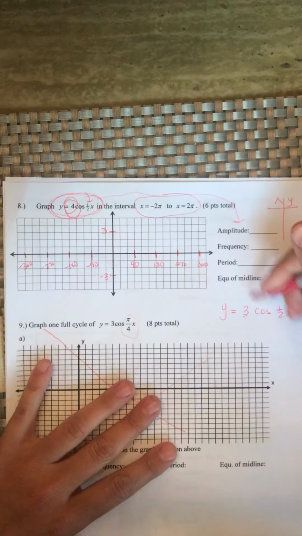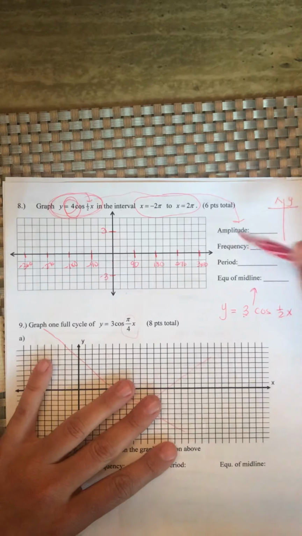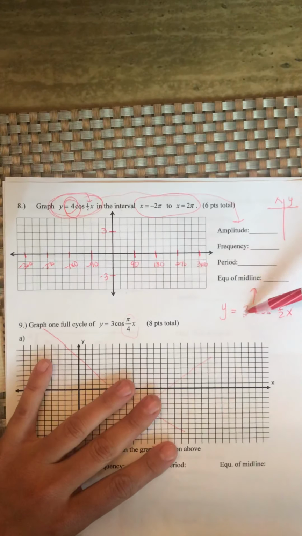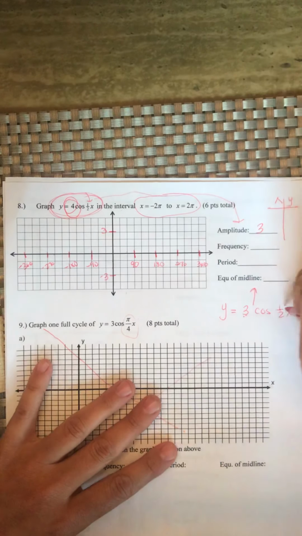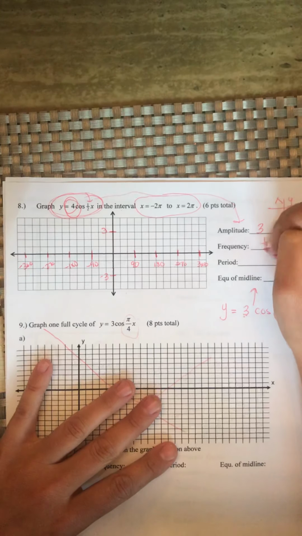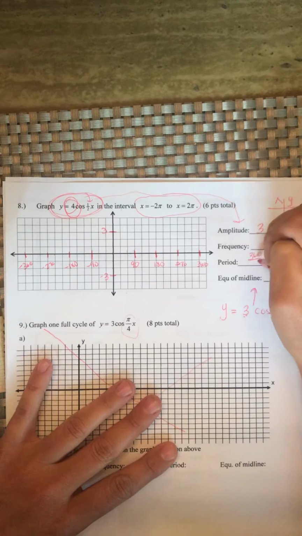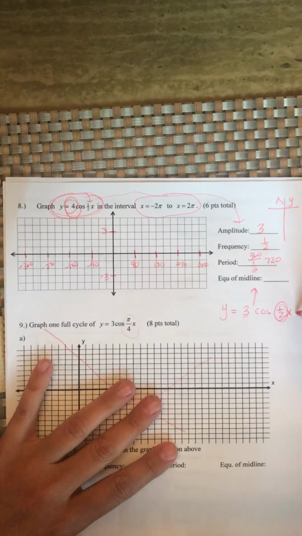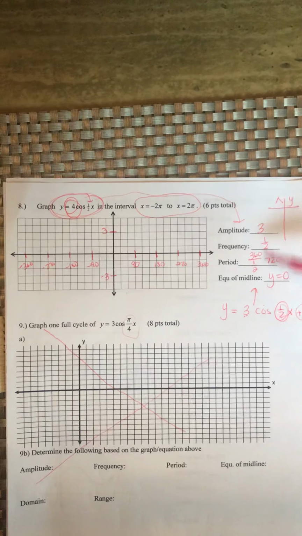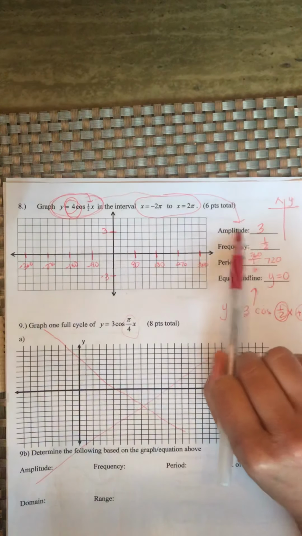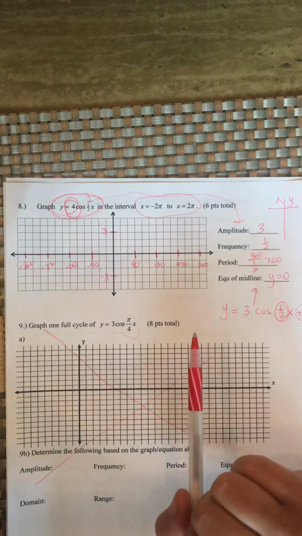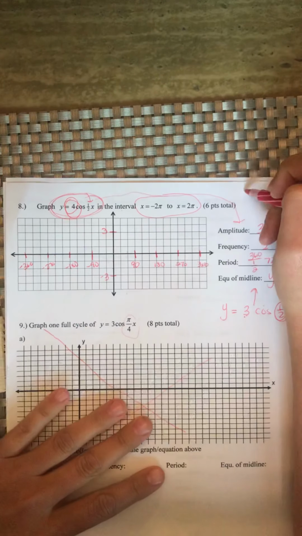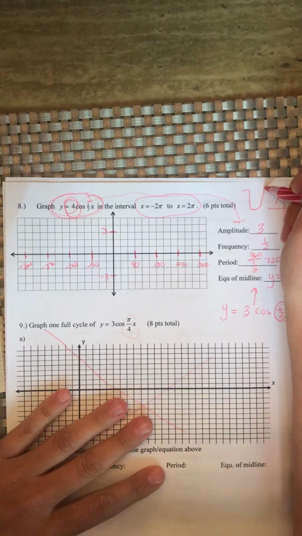All right, so based on my equation, my amplitude is going to be 3. My frequency is 1/2. 360 for my period divided by the frequency, 1/2, which is 720. And my midline is plus 0, so y is equal to 0. That's based on mine. Yours is going to be very similar. The only thing that's going to be a little different may be your amplitude. Okay, so cosine, you start at the amplitude, you end at the amplitude.